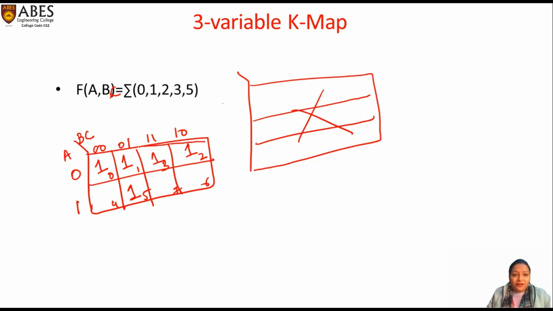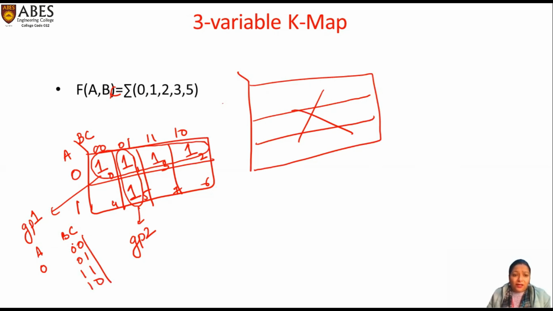We can see that we can have a quad group here. We can clearly see we have a quad group here. So this will be our group 1. Another, we can see we can form a pair here, right? So this will be our group 2. Now talking about group 1, the value of A is 0, right? And the value of BC is 0 0, 0 1, 1 1 and 1 0. As you can see, not both the variables are constant, so we need to cancel out both the variables. So the answer will be A bar.